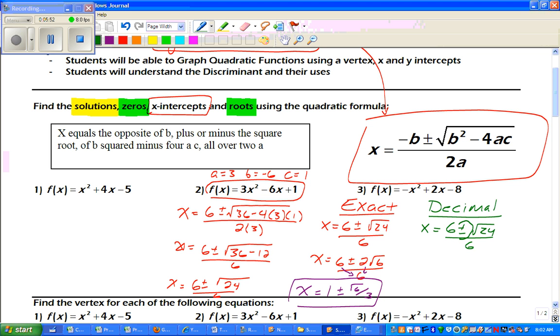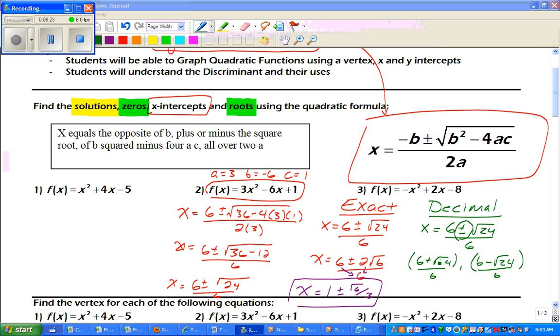This plus or minus means you actually have two separate answers. So we're going to break it up: 6 plus the square root of 24 over 6, and 6 minus the square root of 24 over 6. The only thing I need you to do is type this into your calculator and give me a decimal answer. Now, you see how you have two terms in the numerator? That means when you put it in your calculator, make sure you use parentheses. Okay? Go do that now to make sure you can.